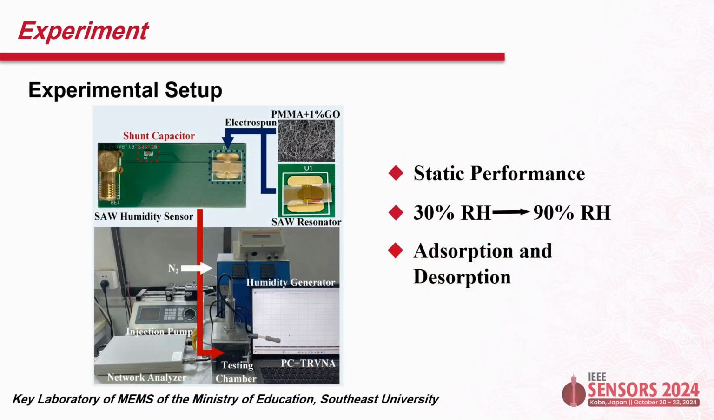The static performance of the sensor was examined using the test system as shown in this figure. The test humidity ranged from 30% relative humidity to 90% relative humidity. Both the adsorption and desorption processes were examined as a complete set of experiments, and the sensitivity was calculated based on these test results.